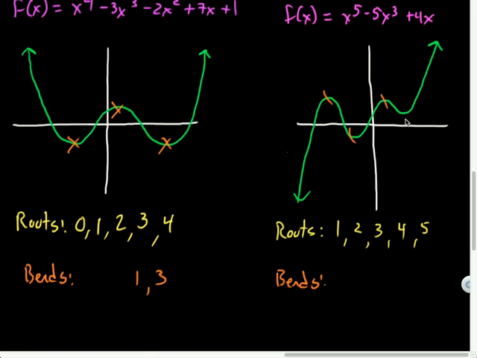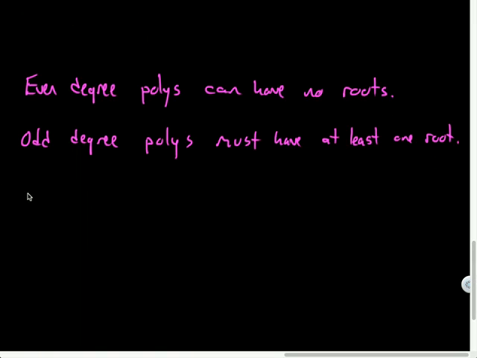1, 2, 3, 4. I'm thinking all odd ones can have 0. Yeah, I think so. And I think this could also have 2 or 0. But the thing that I really want you to focus on is the maximum. Does anyone have a theory for the maximum number of bends? It's 1 less than the degree. Okay, so the maximum number of bends is 1 less than the degree.